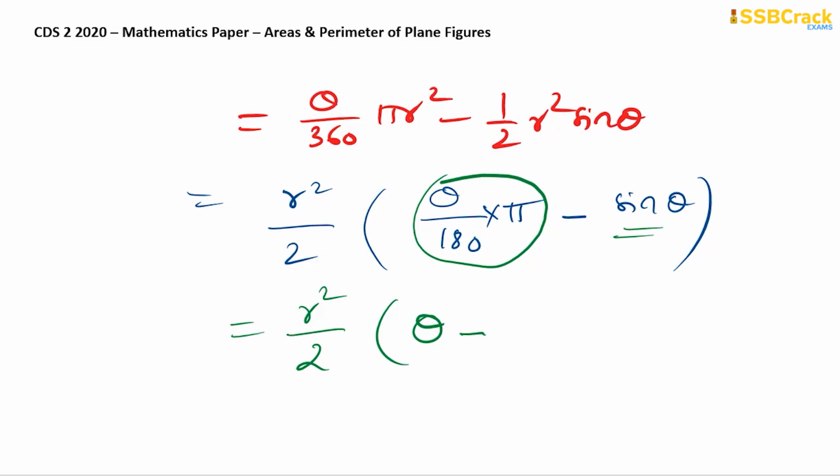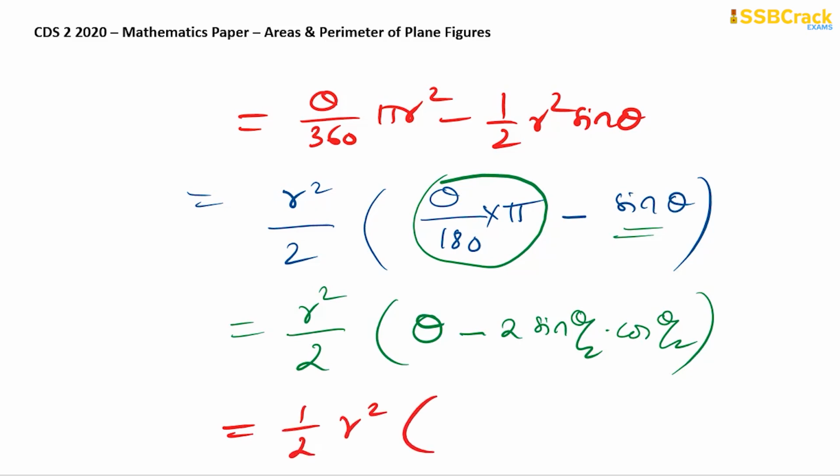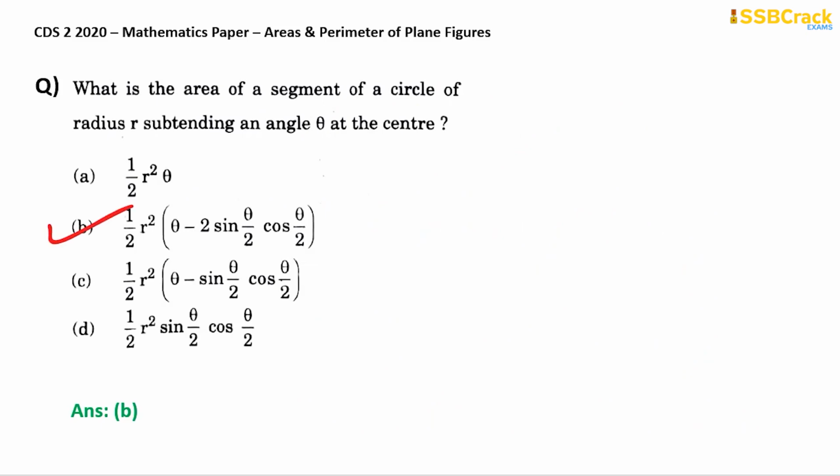But they have not given us just sine theta in the options. They have given it in half angle. So that can be written as 2 sine theta by 2 cos theta by 2. You shall know the half angle formula for sine. Okay, so hence what are we obtaining? The answer is half r square times theta minus 2 times sine theta by 2 cos theta by 2. And hence the key for this question was option number B. Alright, I hope you are clear on this.